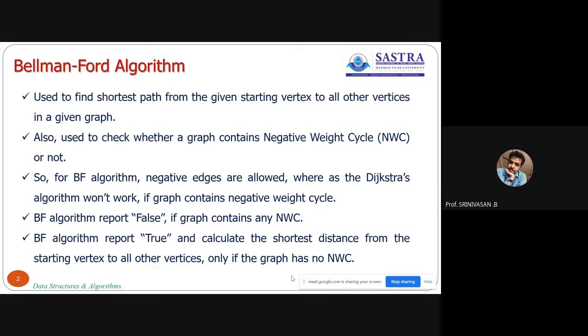We know about the relaxation function, relaxing the edge. That is the key operation in Dijkstra. All the edges are going to be relaxed, but in the Dijkstra algorithm the amount of relaxation of the edges is very small. All the edges will be relaxed only one time.